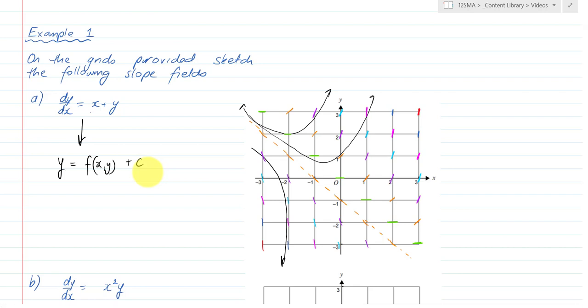So when we solve a differential equation for the general solution and get a plus c, you might remember we called that a family of solutions. Well, a differential equation can be written or drawn as a slope field, and that represents the general shape of a family of solutions. So let's have a look at another one.